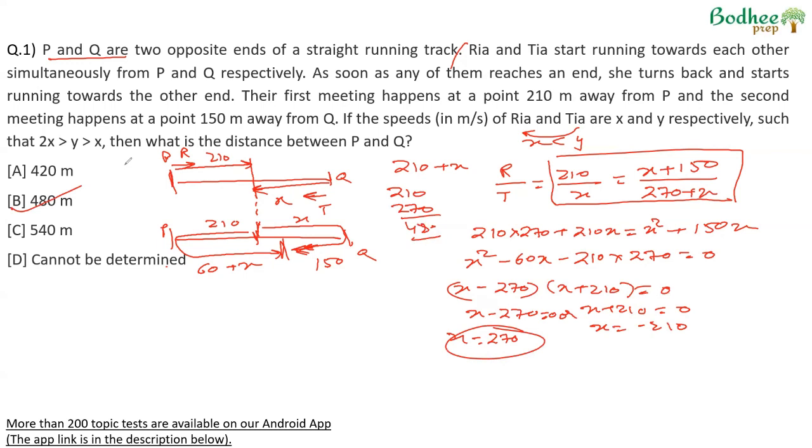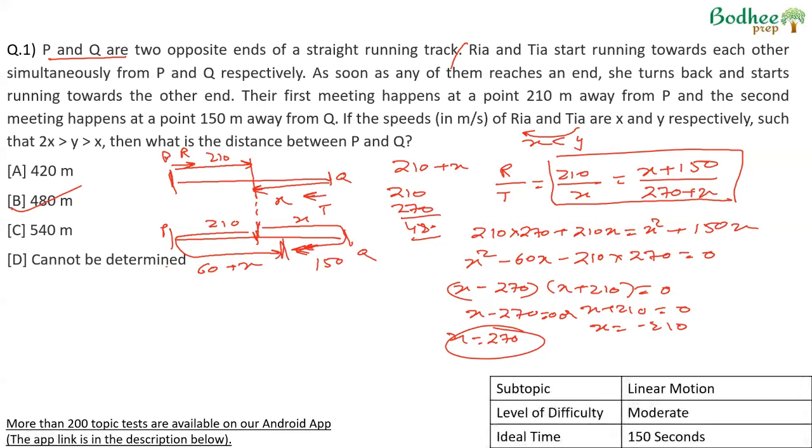Option B. Again, the concept is something that you would have done if you've practiced questions on TSD. The calculation might take a bit of time, and therefore I'm saying a moderate level of question could take up to 2.5 minutes. If you've done questions like this before, definitely go for the question. Otherwise, a call can be taken on the question.